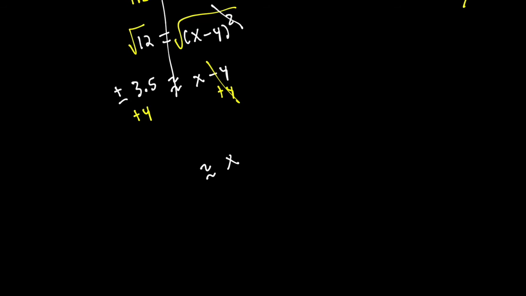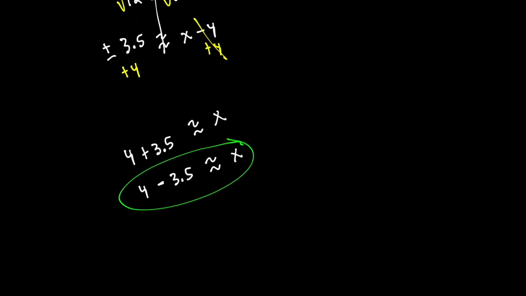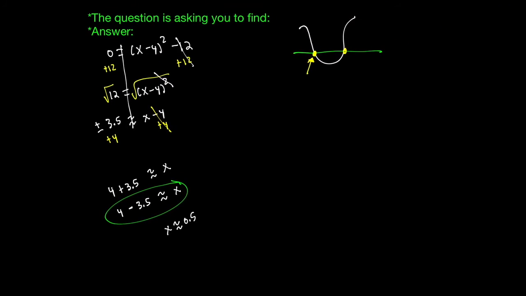So x is approximately equal to 4 plus 3.5, or 4 minus 3.5. And again, we want to get the smaller value. That's going to be this one on the right. So let's go ahead and solve for this. So 4 minus 3.5, that's going to be 0.5. So x is approximately 0.5, and that would be our solution here.